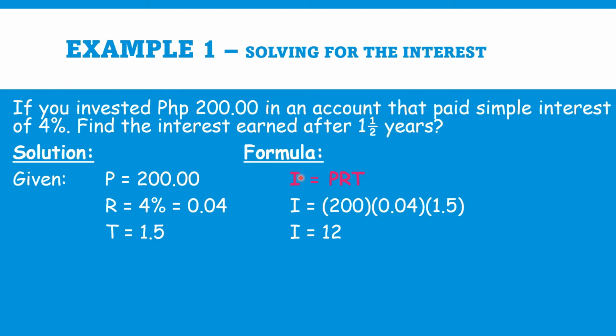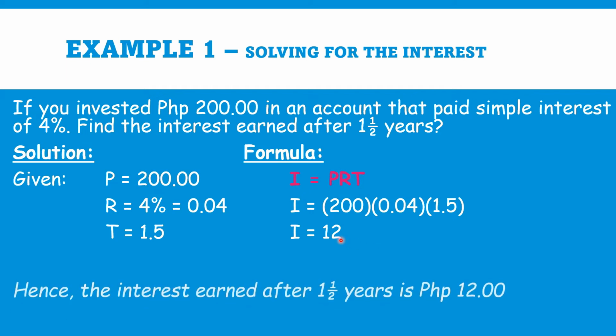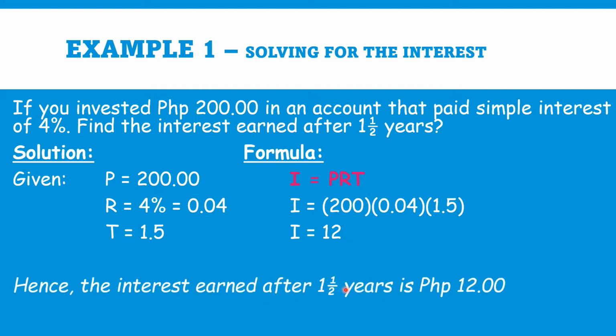So using the formula, I is equal to P times R times T. The unknown variable here is I because we need to solve for the interest. So simply substitute the values. Our principal is 200, our rate is 0.04, and our term, or T, is 1.5. So 200 times 0.04 times 1.5 will give us 12. Hence, the interest earned after 1.5 years is 12 pesos.